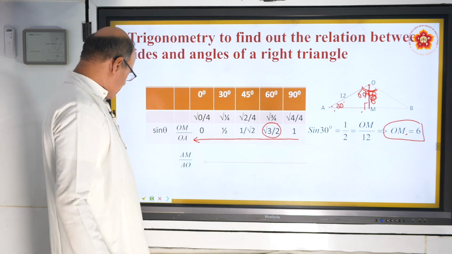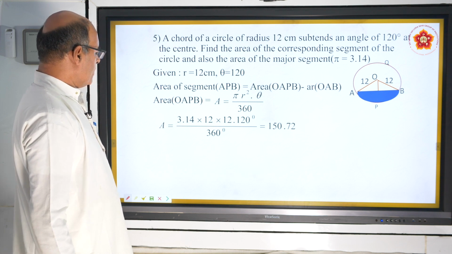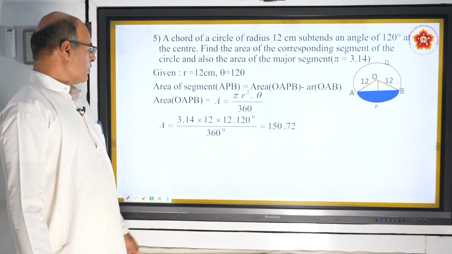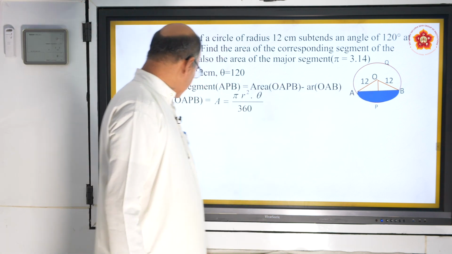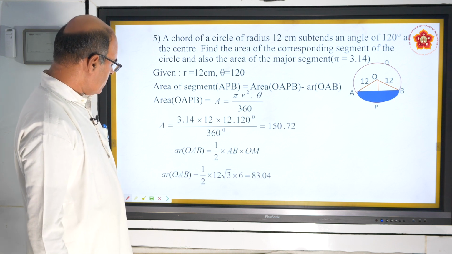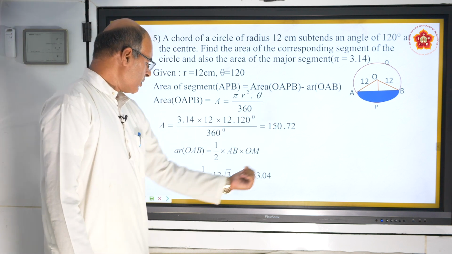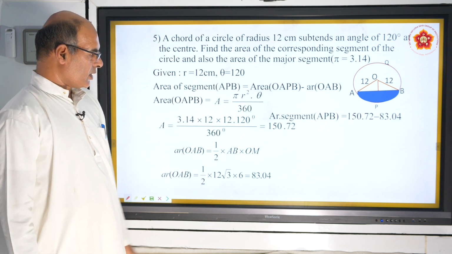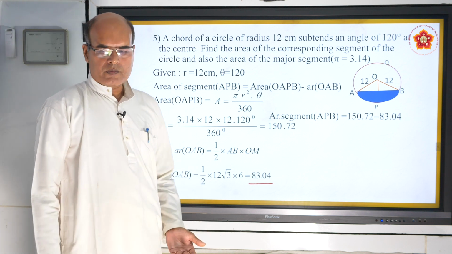So let us go to the previous question. Here the area of the sector you have calculated is 150.72 centimeter square. Now we have to calculate the area of the triangle. Area of triangle is half into base into height. Base is AB, just now we calculated it is 12 root 3, into height 6 centimeter. You can cancel and simplify. It gives 83.04 centimeter square.